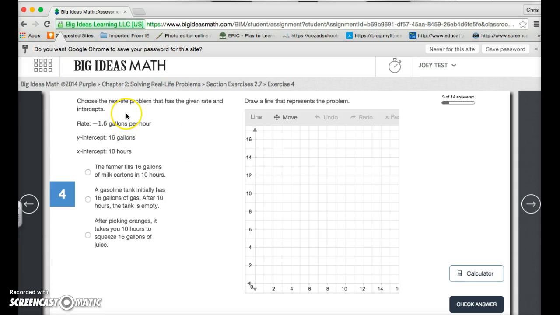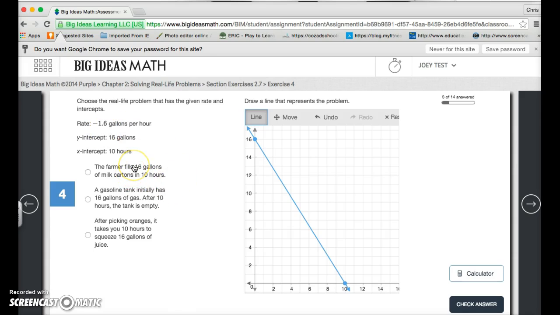Okay, choose the real life problem that has the given rate and intercepts. It says 1.6 gallons per hour, and then it says the y-intercept is 16 and the x-intercept is 10. So let's plot this line. The y-intercept is 16, the x-intercept is 10. Then I have my 2 points right there. It says the rate is, why didn't that plot me a line? There we go. Oh, you have to click on line first before it'll plot you a line. And then it says the rate is negative 1.6 gallons per hour.